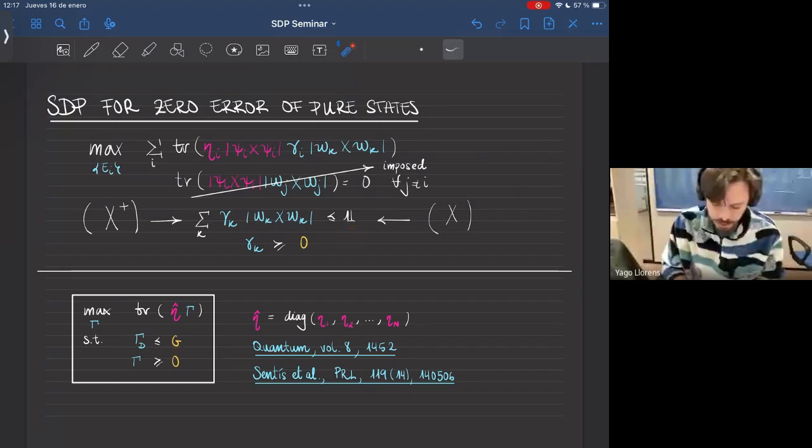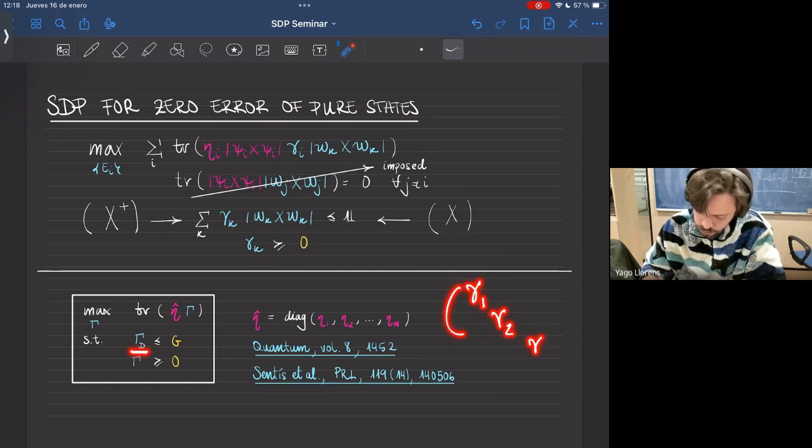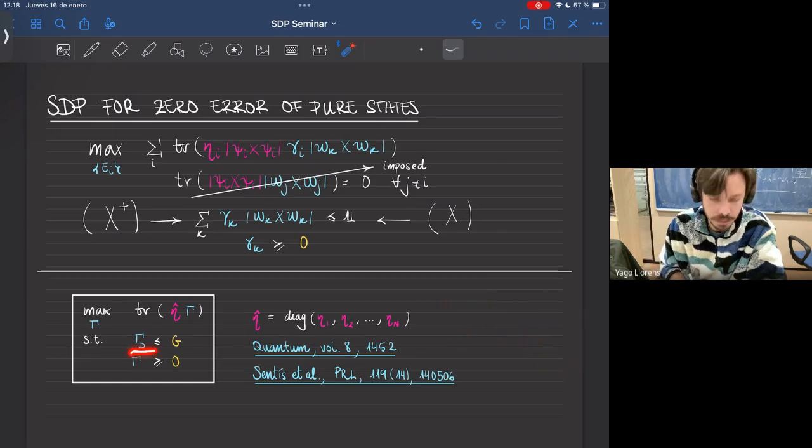And each of the elements will be 1 if they are the same, or 0 if they are not, so we will have a matrix with gamma 1, gamma 2, gamma 3, and we call it gamma diagonal. Then this condition is just that this is positive, and we are maximizing over one operator only. And this is easier, and this is solvable.